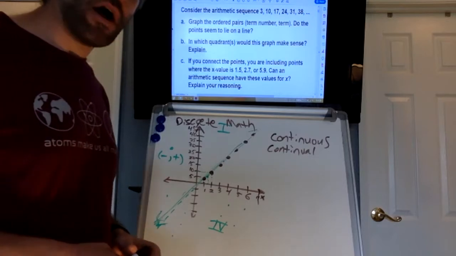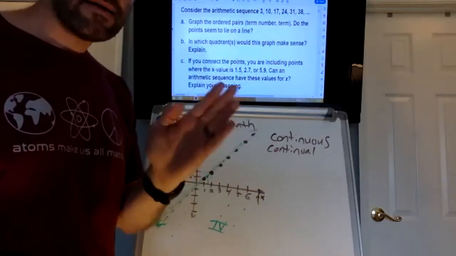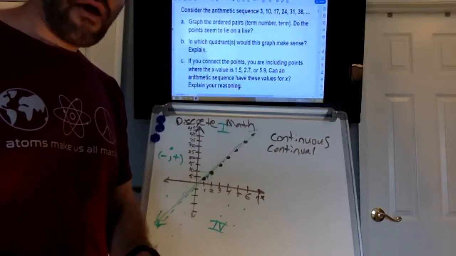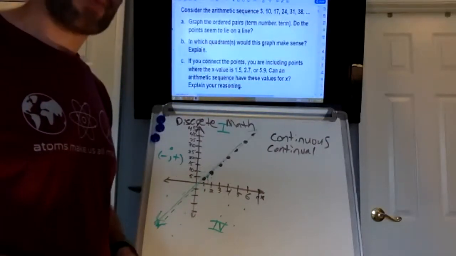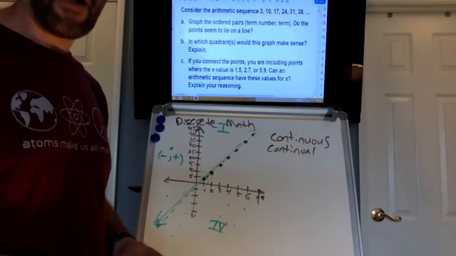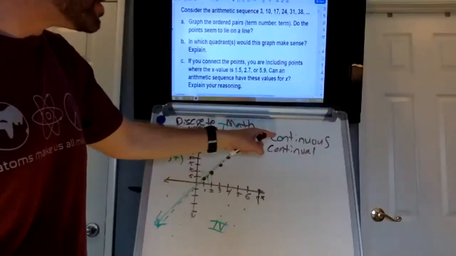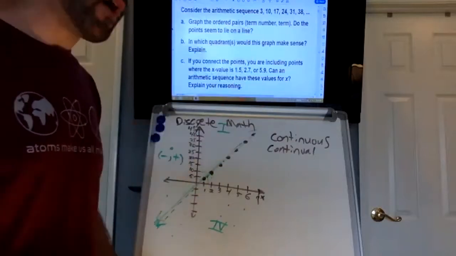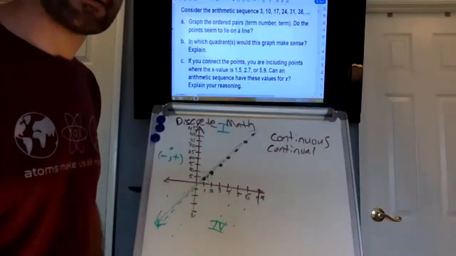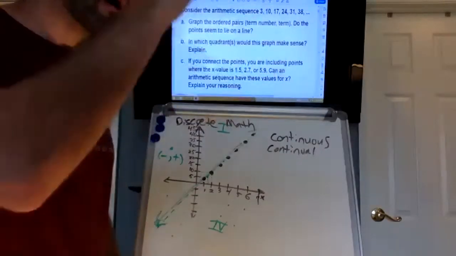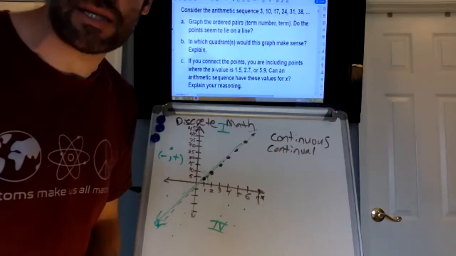Continual. How about a heartbeat? A heartbeat is continual. Dot, dot, dot, dot. But blood flow is continuous. Probably, yeah, I would hope so. Most of the time. Okay, but yeah, so no breaks in the line is continuous. Continual, if I keep a pattern, dot, dot, dot, dot, dot, that's continual. But if I do this, that's continuous.